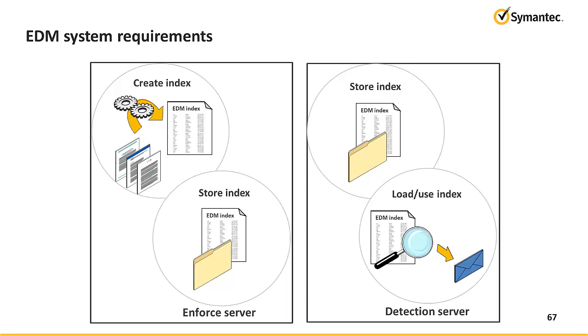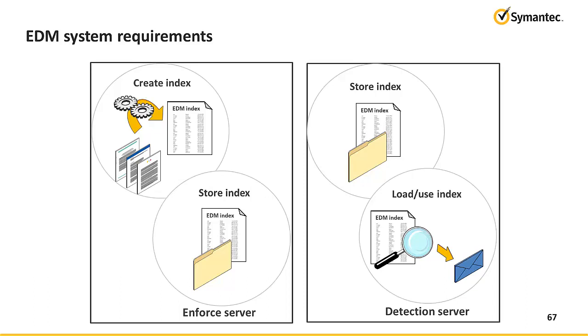EDM imposes system requirements on both the Enforce server host and all detection server hosts. If you are indexing remotely, Enforce server host requirements apply to the remote host on which the remote EDM indexer is installed. On the Enforce server, you need enough disk space for IDX and RDX files, and enough RAM for index creation. On detection servers, you need enough disk space to store RDX files and enough RAM to load the RDX files for detection. The exact system requirements will depend on the size of the data source.